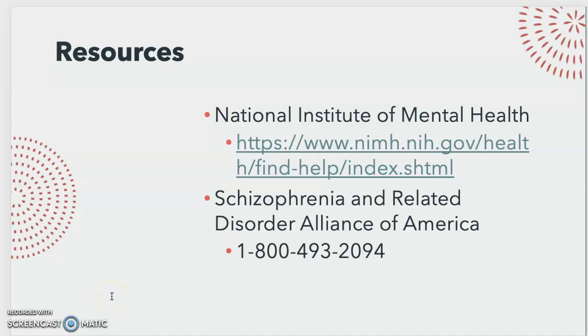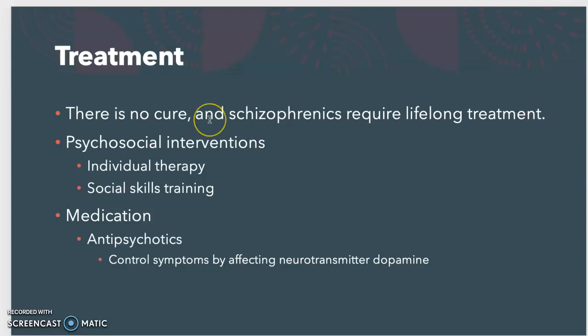So the treatment. There's no cure, and schizophrenics require lifelong treatment. There are psychosocial interventions, which are individual therapy. The person can go and get therapy for their schizophrenia and how to live with it. And there's social skills training. As I said, schizophrenics are super antisocial, so they need to learn skills on how to socialize, because socialization is a very important part of being a human being.